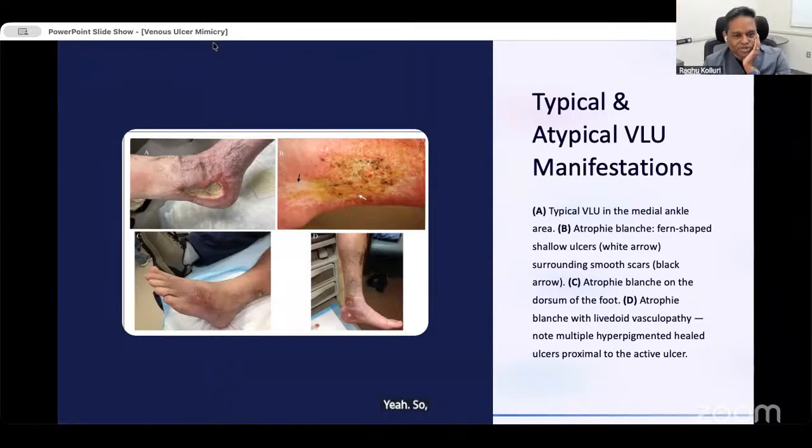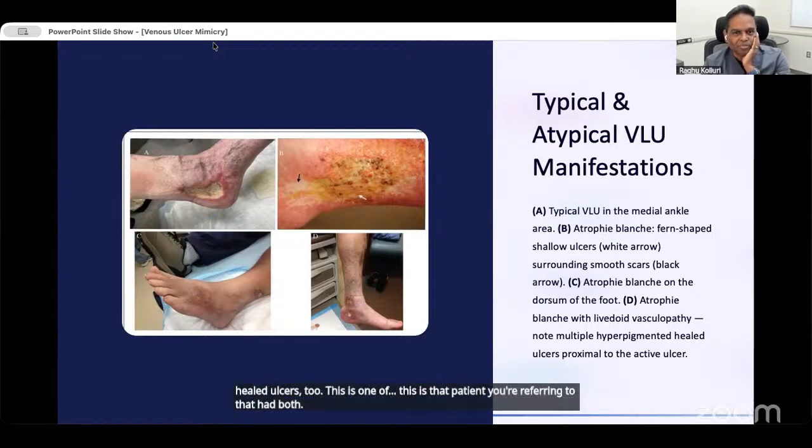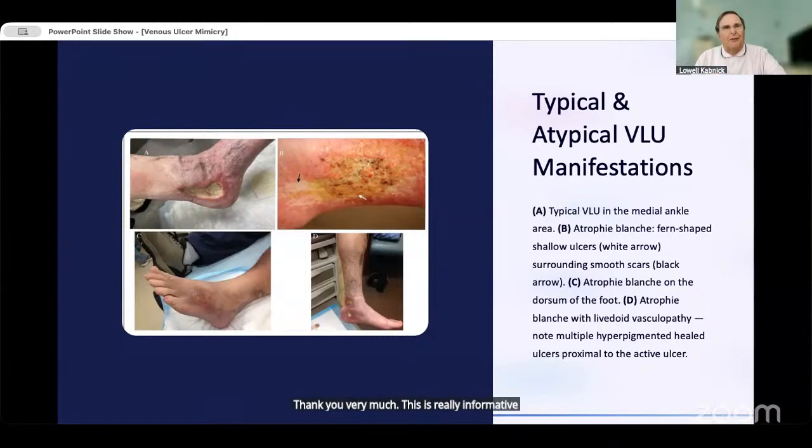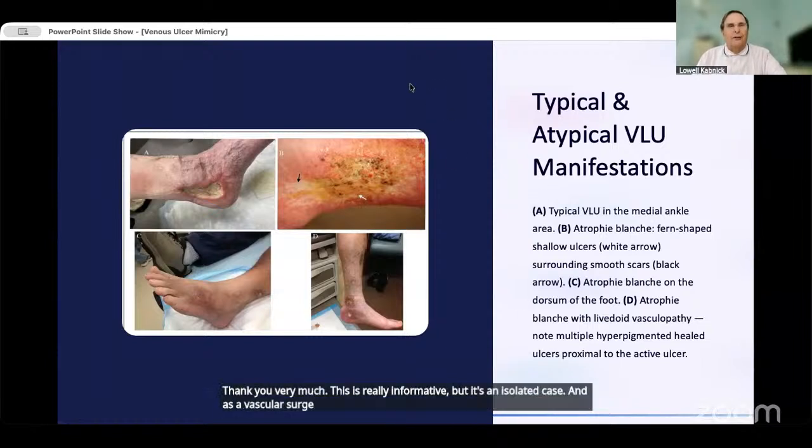Steve, fantastic point. And the two pictures here also show the satellite lesions with the livedoid, which have multiple healed ulcers too. This is that patient you're referring to that had both, panel D. Yeah, I haven't seen that guy for a while. Thank you very much. This is really informative, but it's an isolated case, and as a vascular surgeon, I hope never to see this. But if I do, I will now recognize it.